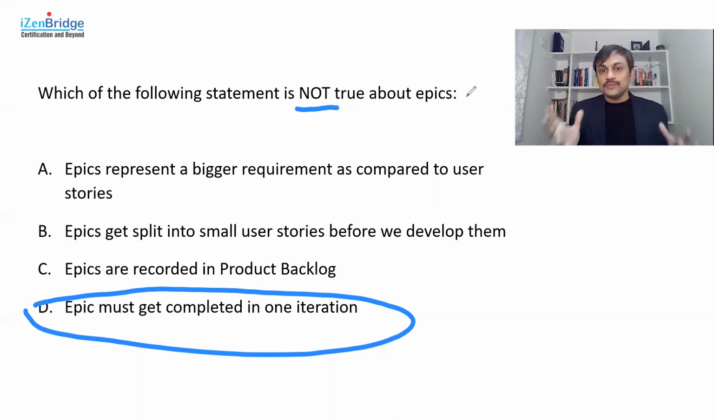It's possible that you may start splitting into multiple stories in one go also, but that's not necessary to be followed all the time. So an epic gets split into smaller user stories before we develop or work on them, because we work on small items which can be finished in a given iteration. And since an epic is big, it cannot be finished in one iteration. So we never work directly on the epic. We split it into user stories.